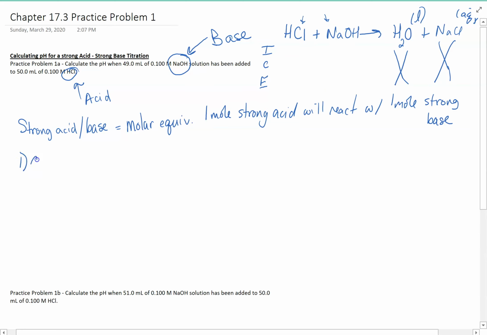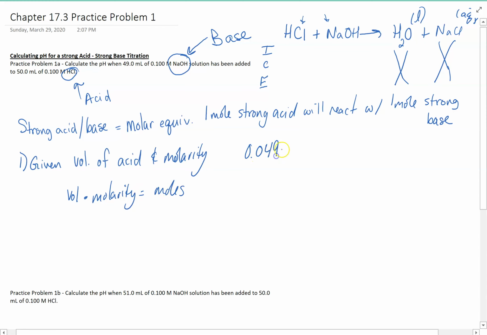First, we were given the volume of the acid and the molarity. Recall that volume times molarity will give you moles. So if we take our 0.049 liters, why did I convert it to liters? Give you a second. Because our 49 milliliters is not going to have anything in common with our molarity, because our molarity is in terms of moles per liter. So we're going to take our liters and we're going to multiply by the molarity.